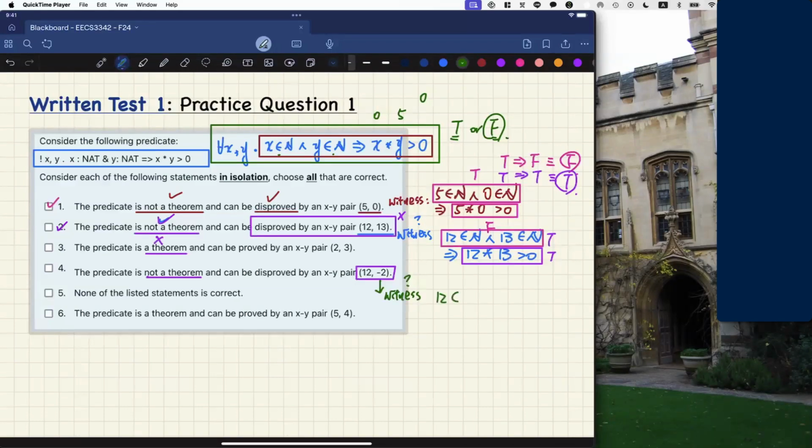So 12 natural number and also minus 2 natural number implies 12 multiplied by minus 2 larger than 0. Okay. And this one here apparently would be false because you see minus 2 cannot be a natural number, right? Only starting from 0. So that's false. And we know that false implies anything is called the zero of implication is equivalent to true, right?